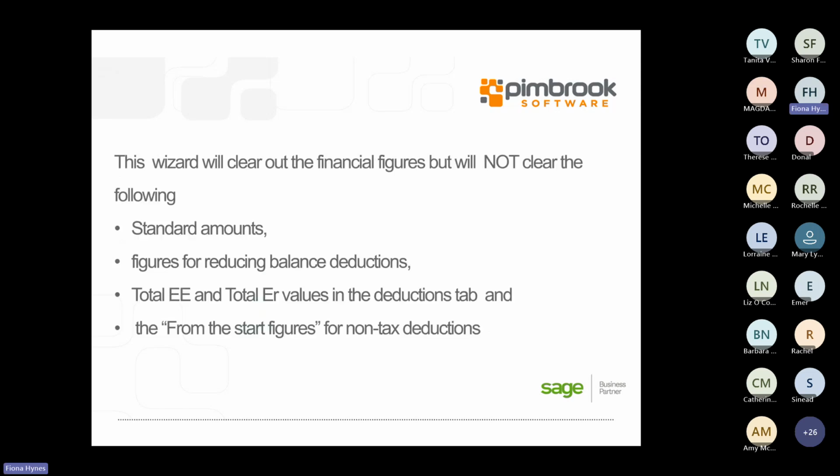So this wizard will clear out the financial figures, but will not clear the following: standard amounts, figures for reducing balance deductions, the total EE and total ER values in the Deductions tab, and the from the start figures for the non-tax deductions. If you wish to clear any of these, then you can skip this wizard and do the financial year clear down from the drop-down Year End menu. You'll find the notes for how to do this on page 49 of your booklet, but we will go through this before we finish.